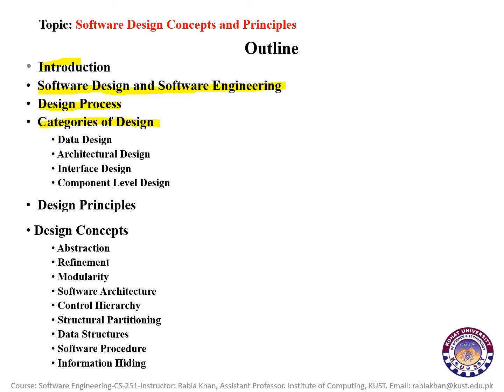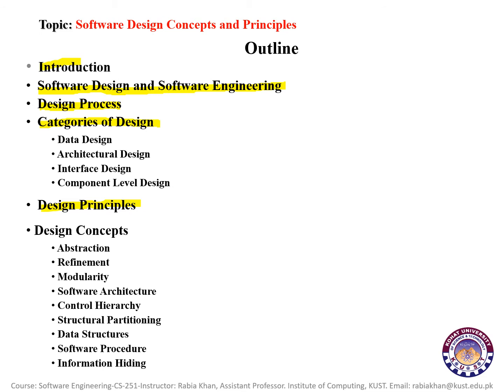Four different categories will be discussed in detail: the data design, the architectural design of the software, the interface design of the software, and at the end, the component level design of the software. Then we will be discussing different design principles, what rules and regulations need to be kept in mind while drawing up a design for developing the software.